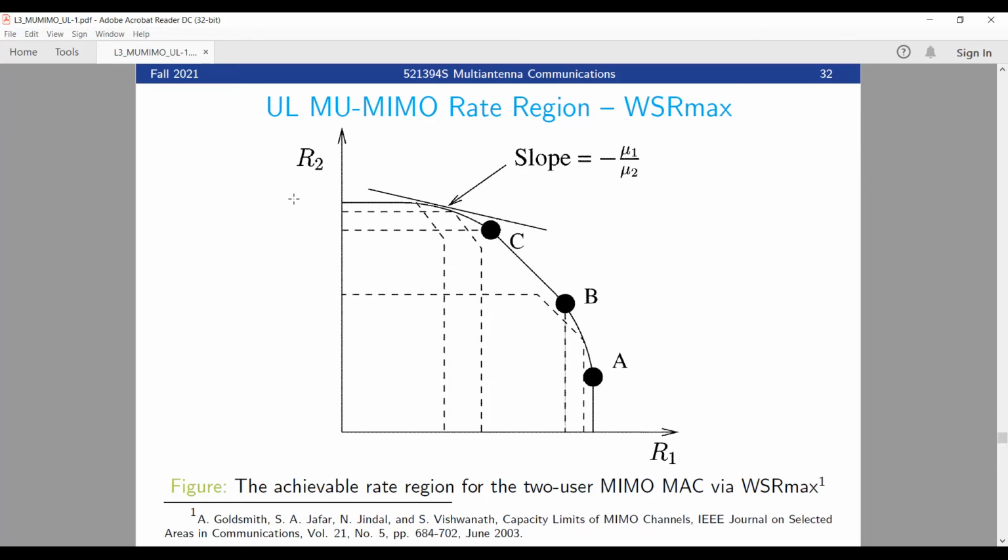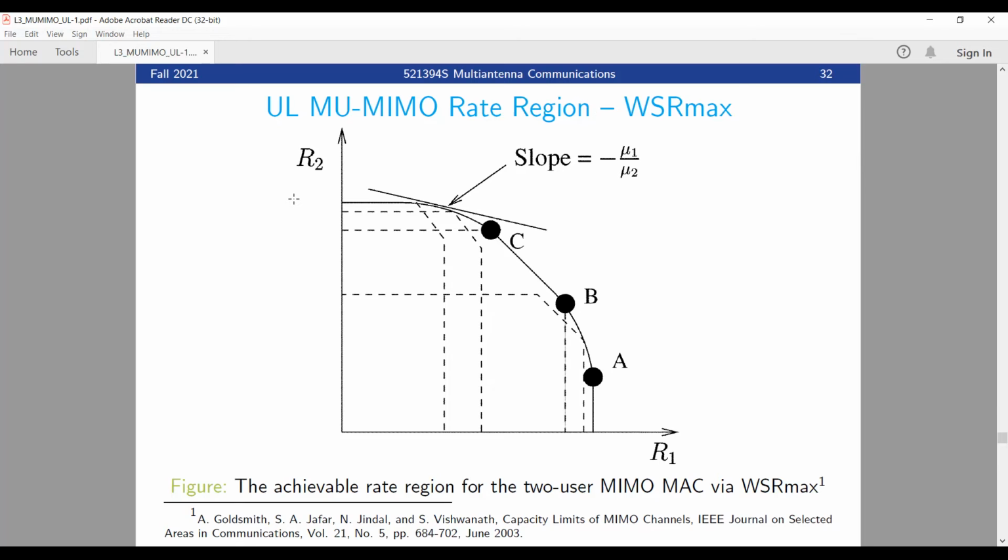Arctangent of -1 is -45 degrees. Right? So this is -45. We try to push this sum rate as far as possible, such that the tangent touches the rate region. This is a way to understand it.